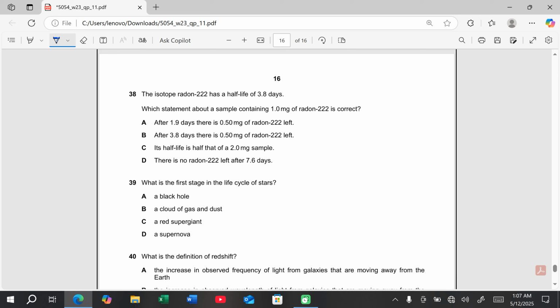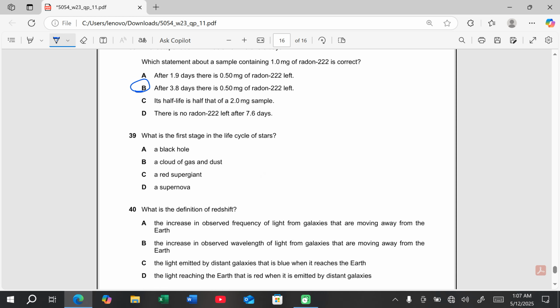Isotope radon has a half-life of 3.8 days. Which statement about the sample containing 1 gram of radon is correct? After 1.9 days there will be 0.5, no. After 3.8 days there will be 0.5. Yes, because half of it will be gone and half of it will be left.